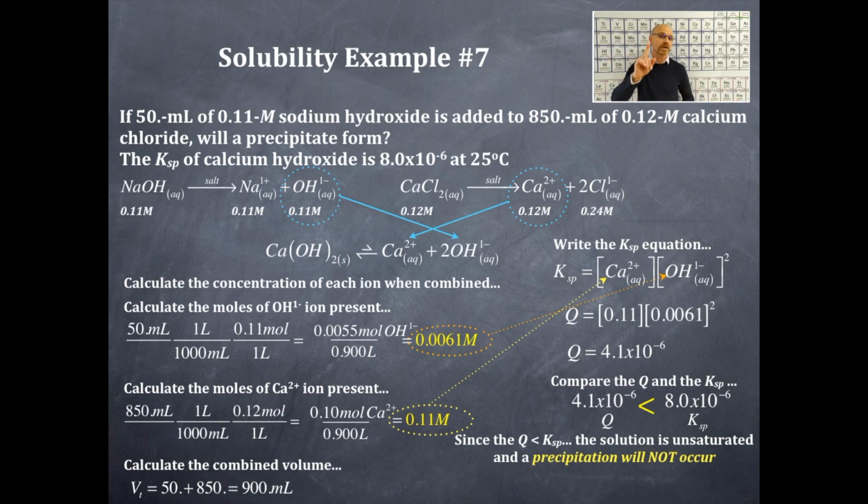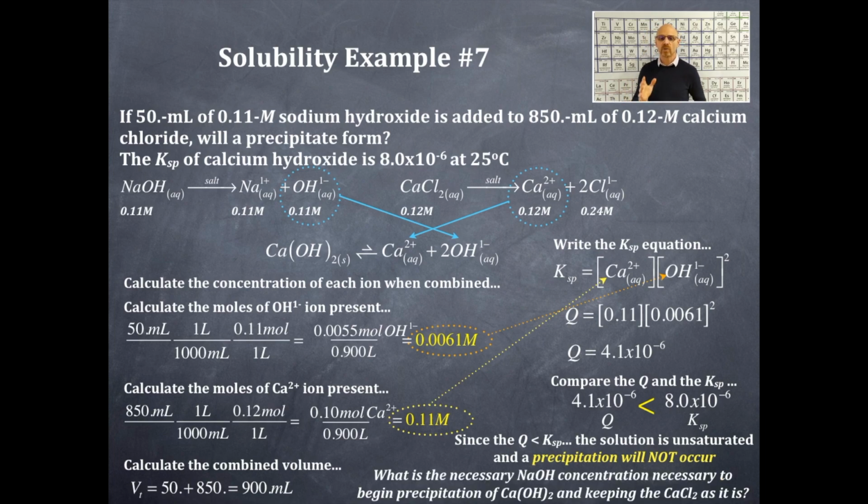All right, so now we're not quite done here because we've got a lot more to do. So the question is, what is the necessary sodium hydroxide concentration to begin precipitation of calcium hydroxide by keeping the calcium chloride concentration as it is? That's what we're going to solve for next.